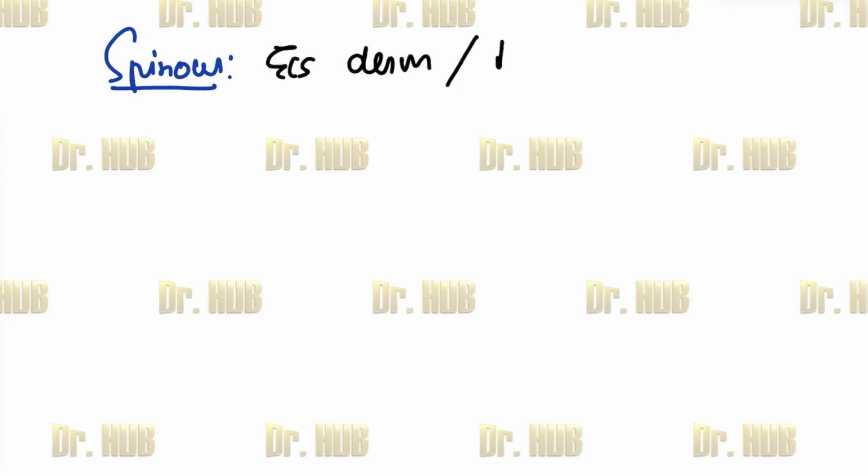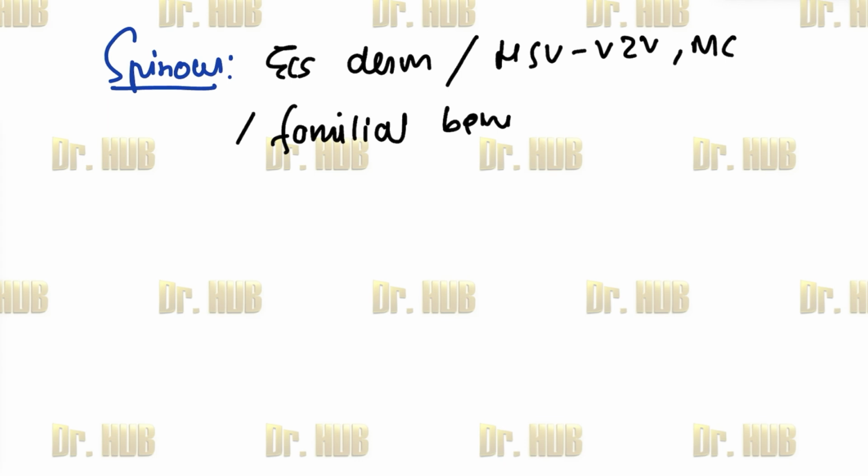Then moving on to the spinous layer. The spinous layer includes eczematous dermatitis as well as HSV or VZV infection. Then comes molluscum contagiosum as well as familial benign pemphigus.